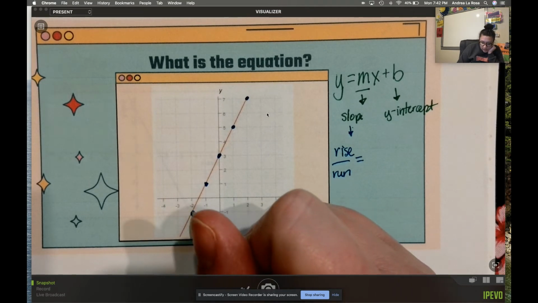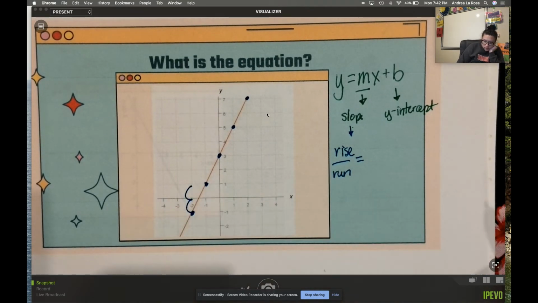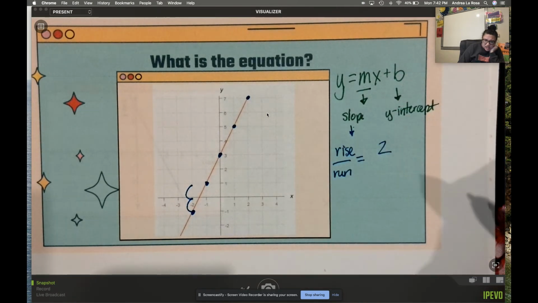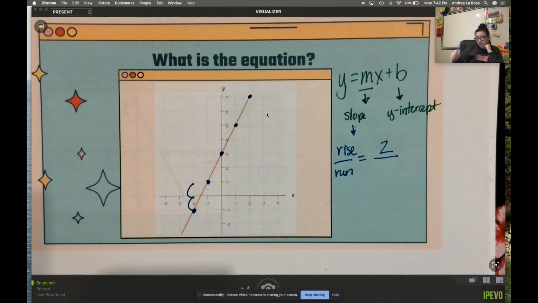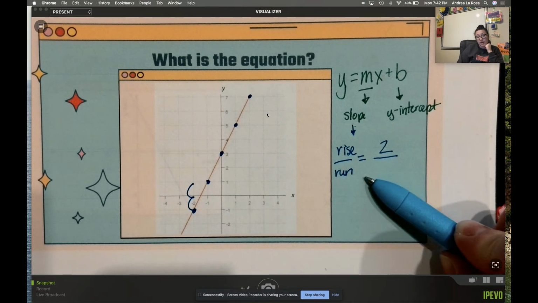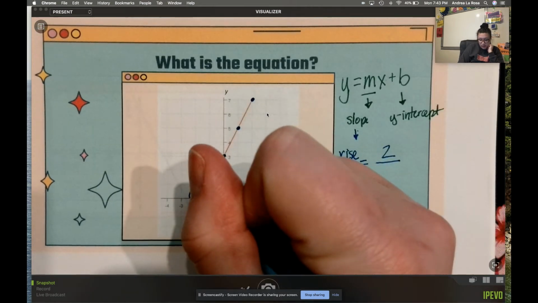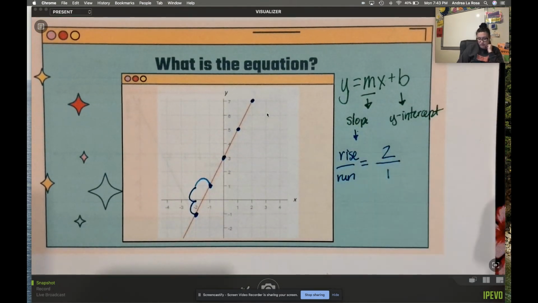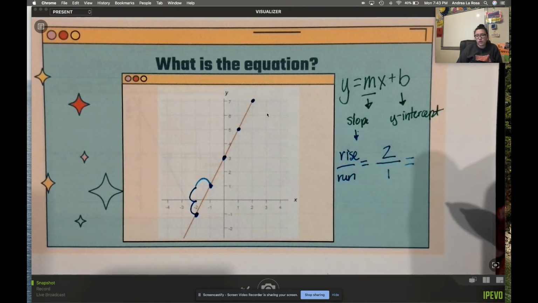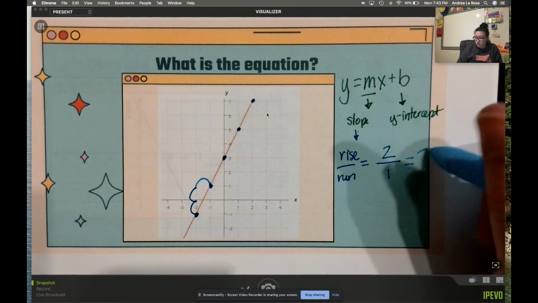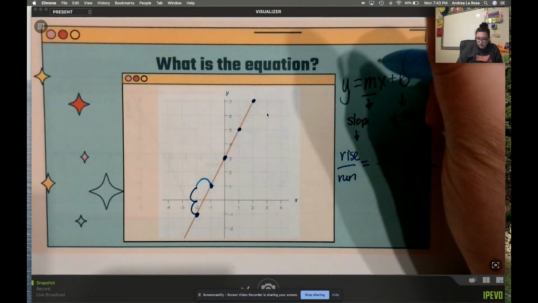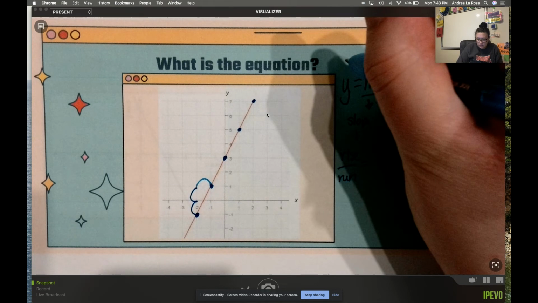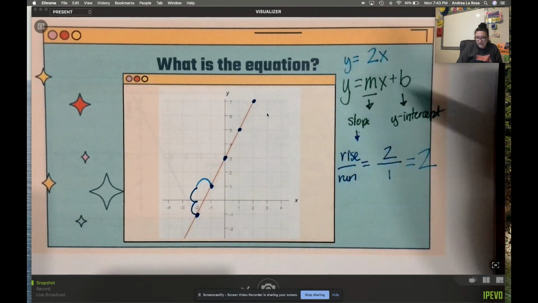So I do my rise. Is that a positive or negative 2 that I just did? Positive. Why? Because I went up. Very good. Now my run. How far I go to the right is 1. I want to simplify this when I put it in my equation. What does 2 over 1 simplify to? Just 2. So my 2 is my slope. So let's write that up there so I don't forget. My equation is going to be y equals 2x something.